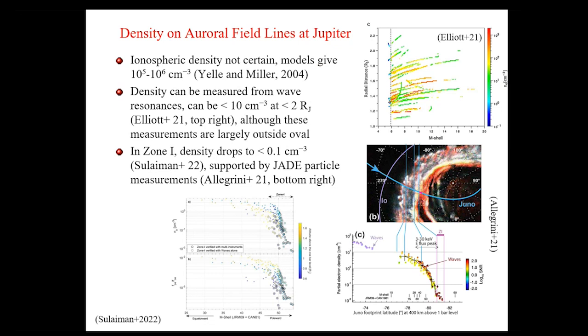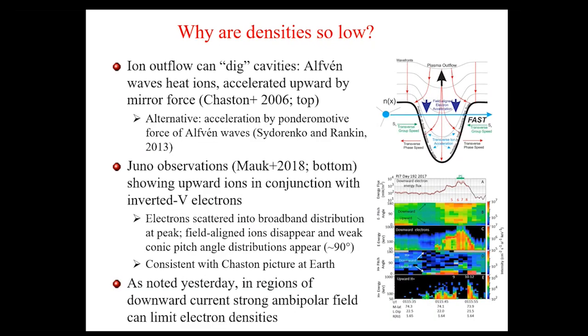But more recently, Allegrini et al., this Jade team, has looked at this picture and shown that the density falls off very quickly, and that's consistent with results from Ali Silliman about the wave data, which shows you once you start getting into this zone 1, the density starts to get down to values of 10 to the minus 2. So we do indeed have very low densities in this region where the parallel electric fields would be forming. So this is the nice case.